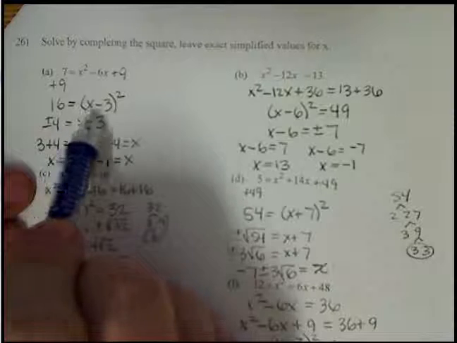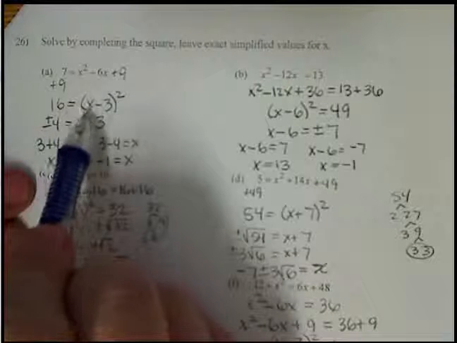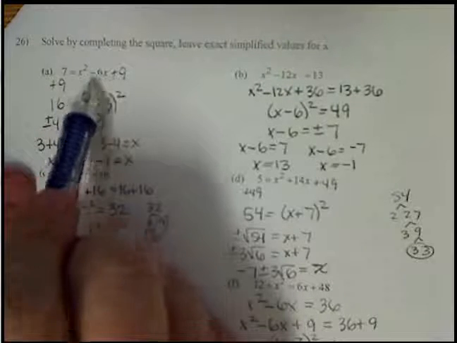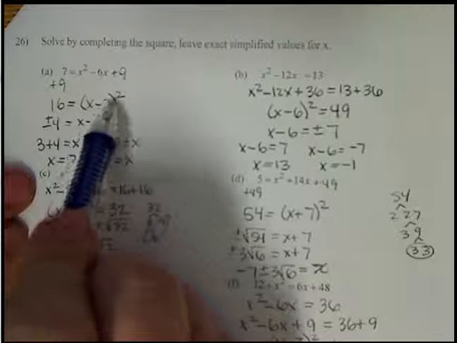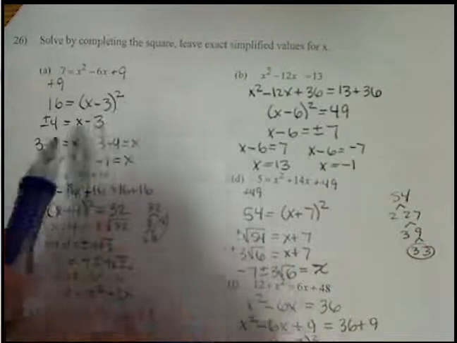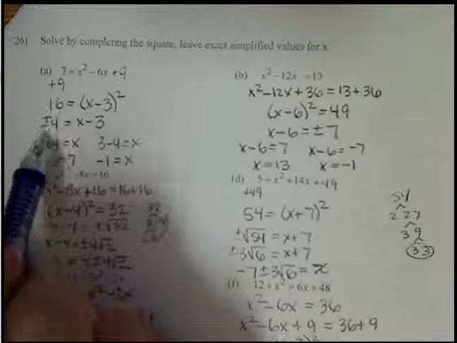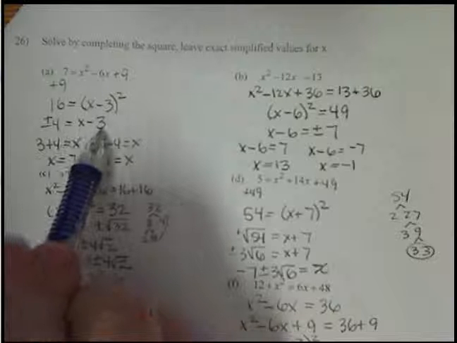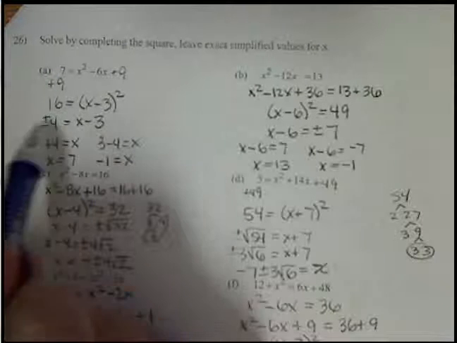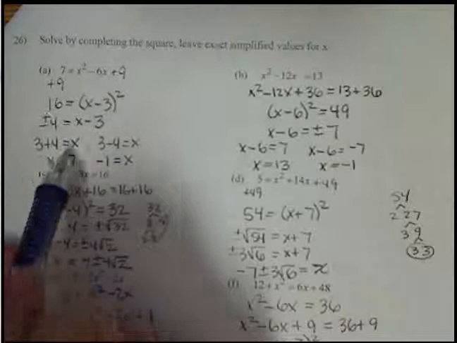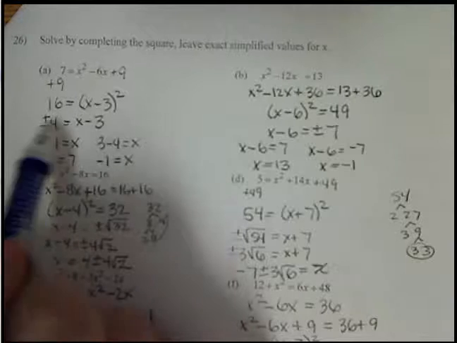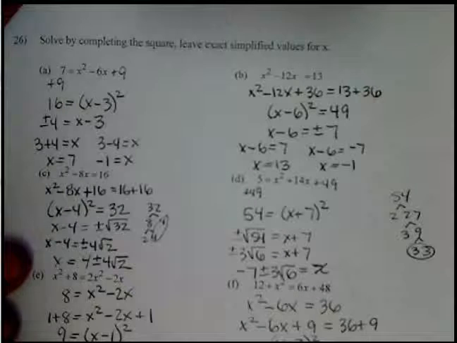Now to figure out what this term is right here, it's x and then half of this term. Half of negative 6 is negative 3 squared. Okay, get rid of a square, take a square root. I get plus or minus 4 equals x minus 3. So I can add 3. I get 3 plus 4. I get x equals 7. Or I can do 3 minus 4. I get x equals negative 1.